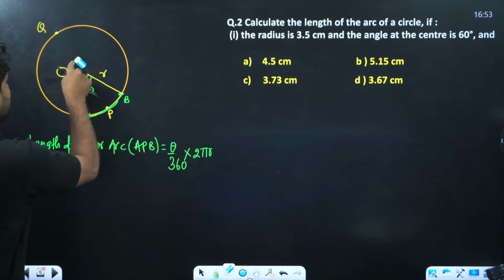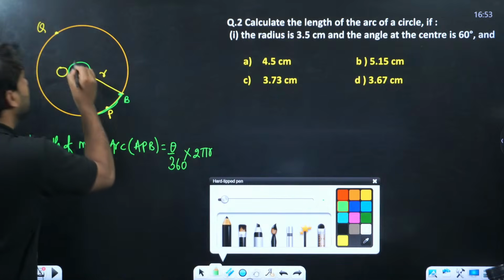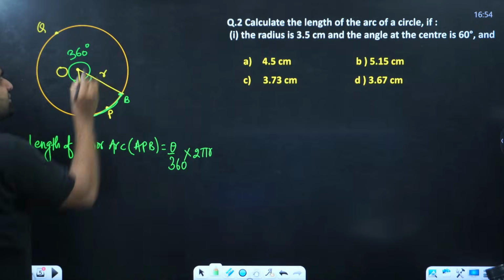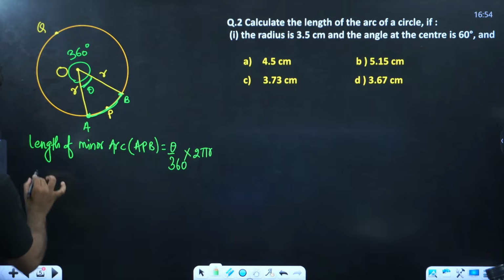Let me write here, 360. The complete circle is 360, but we have only this theta. So the formula will look like this.